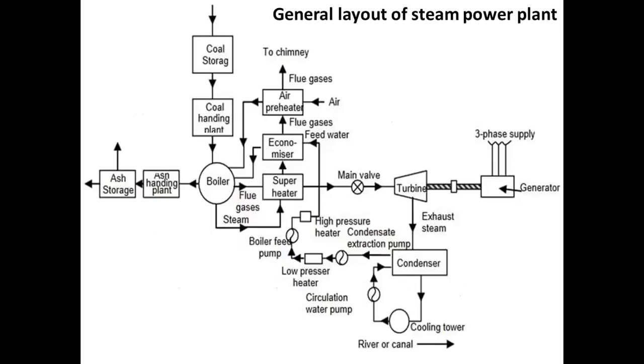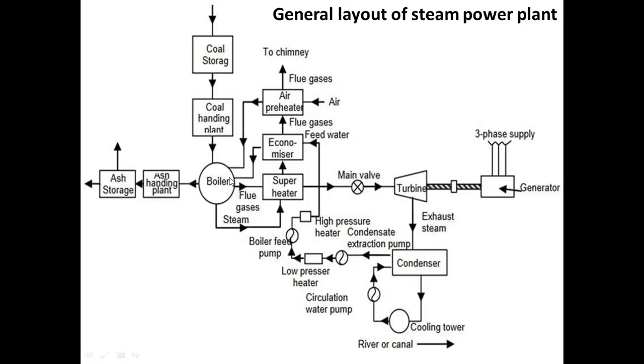So you can see here, this is the general layout of the steam power plant. Here you are seeing there is a boiler. This boiler is well connected to the coal handling plant and coal storage. Initially, coal coming from the coal mines through road or rail network is stored here. From here coal is handled and prepared by the coal handling plant, and that coal is supplied to the boiler furnace.